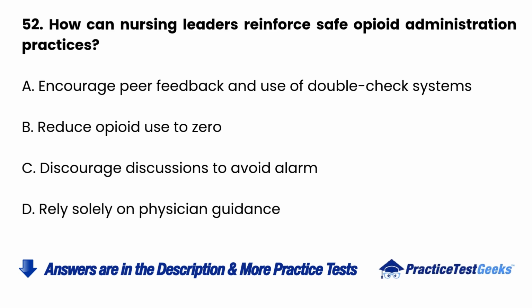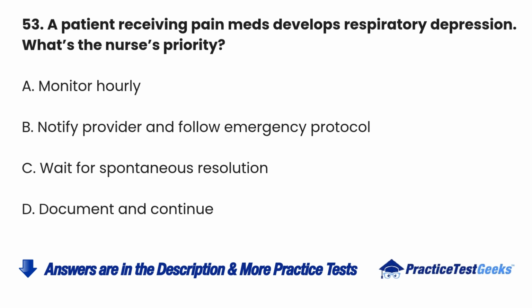52. How can nursing leaders reinforce safe opioid administration practices? A. Encourage peer feedback and use of double-check systems. B. Reduce opioid use to zero. C. Discourage discussions to avoid alarm. D. Rely solely on physician guidance.